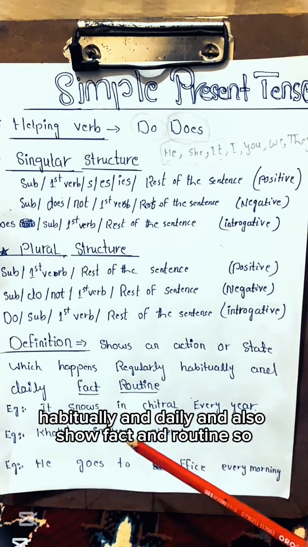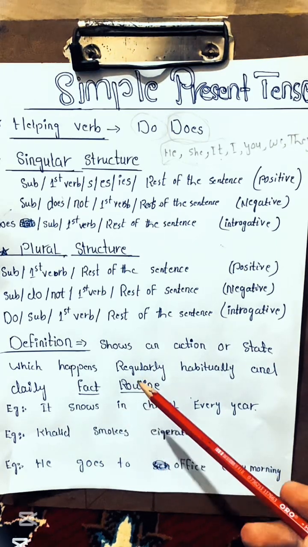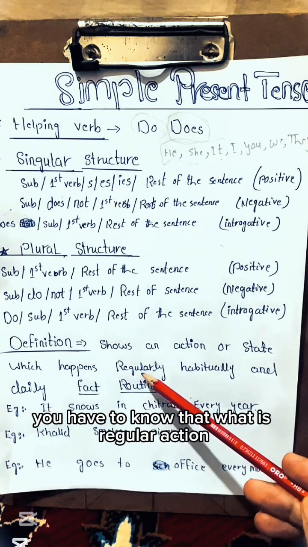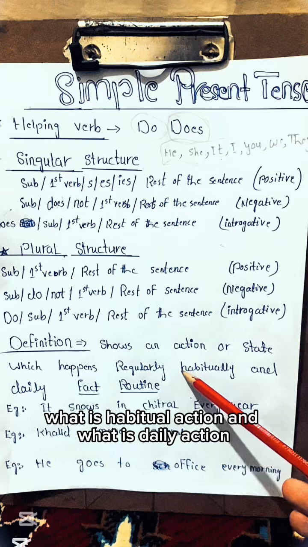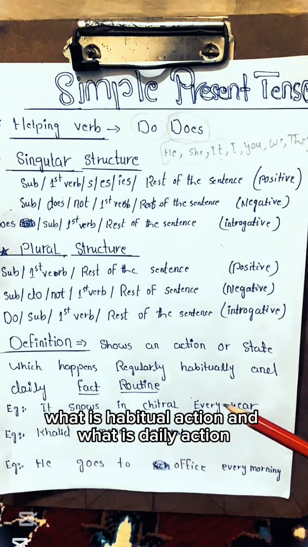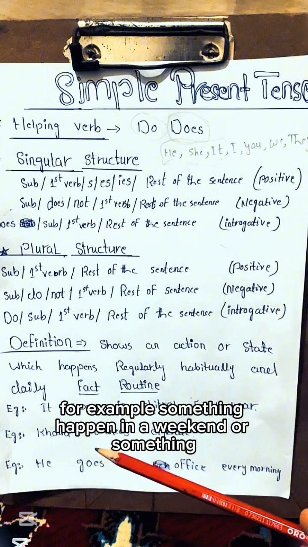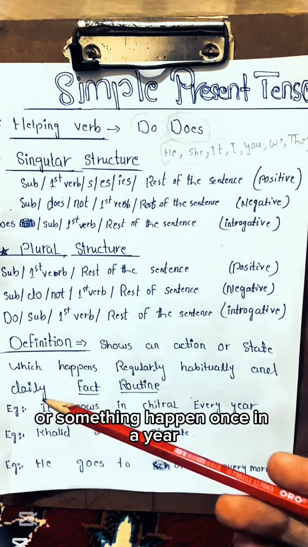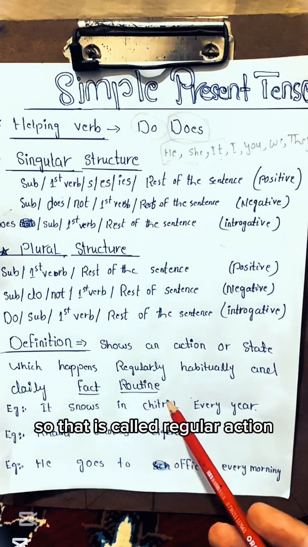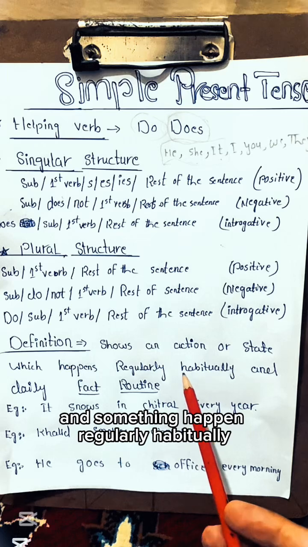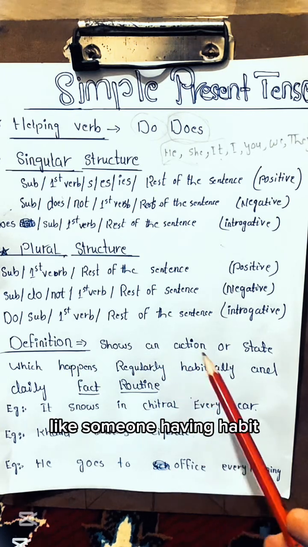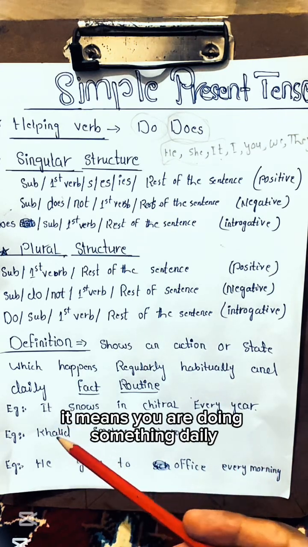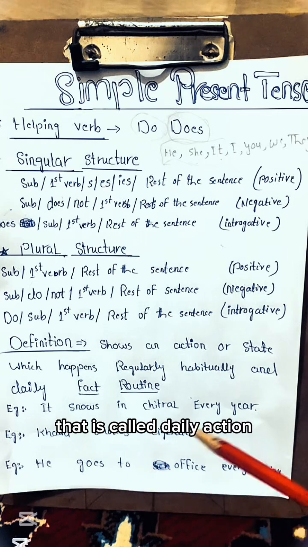Simple present tense shows action which happens regularly, habitually, and daily, and also shows fact and routine. Before the examples, you have to know what a regular action, a habitual action, and a daily action are. Something that happens on a weekend, once in a month, or once in a year is called a regular action. Something that happens habitually, like someone having a habit, is called a habitual action. And something that is daily, meaning you are doing it daily, is called a daily action.